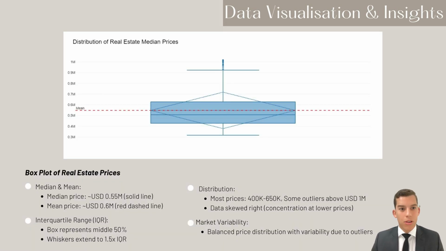Also, when we look at a box plot with the distribution of the real estate median prices, it becomes even more clear, as we see that there is a solid line at the $500,000 median price and it is close to the mean, and the box represents 50% of the market, which is the majority of the real estate units and households.